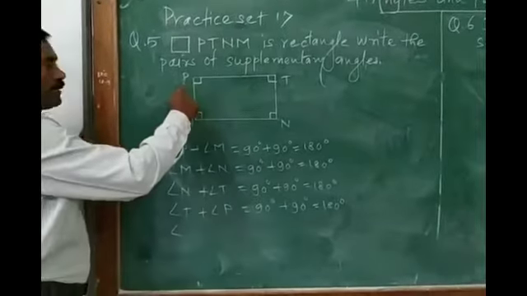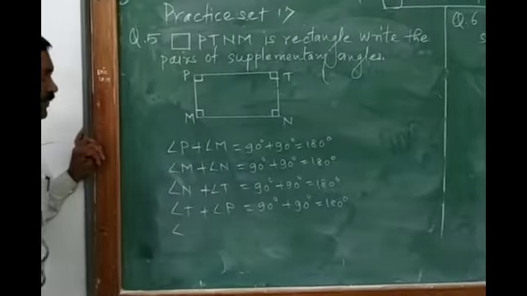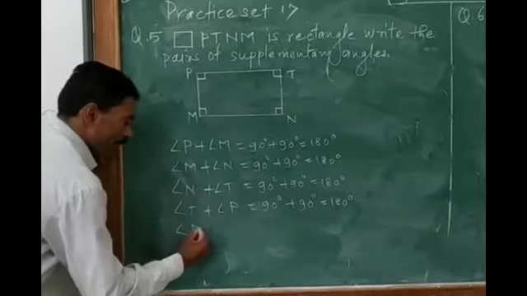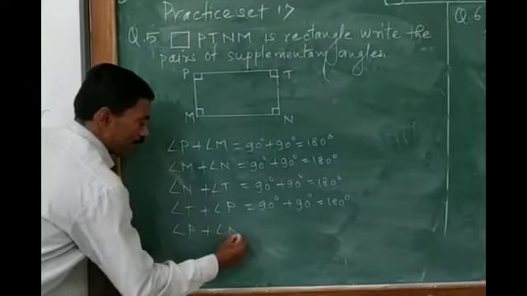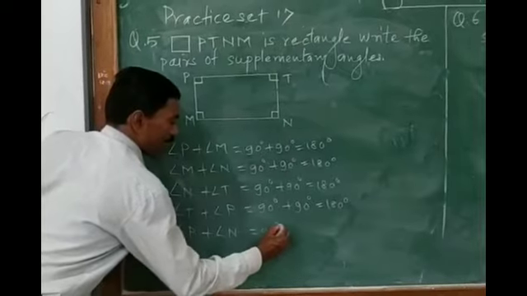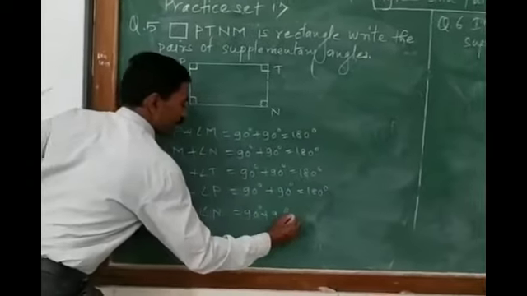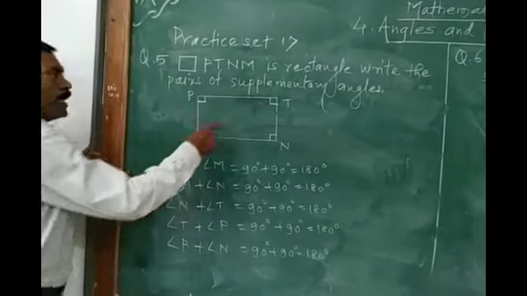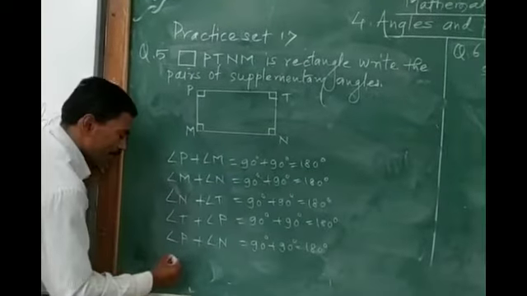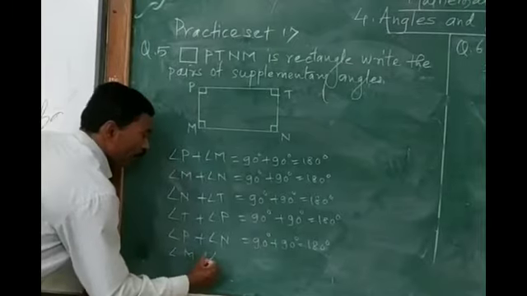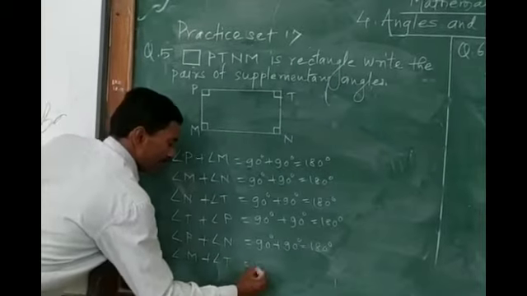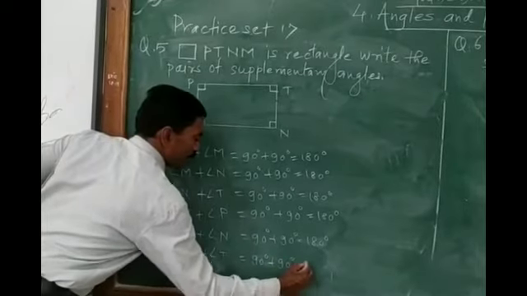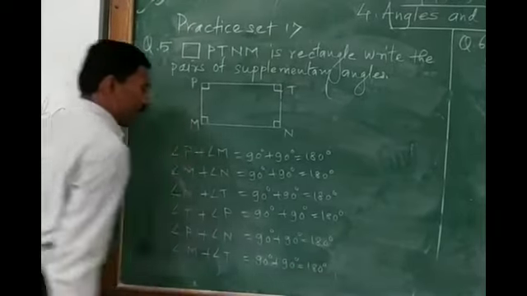Now, these are adjacent angles we have taken. We can also take opposite angles P and N. Angle P plus angle N is also 90 degree plus 90 degree is equal to 180 degree. And angle M and its opposite angle, angle T. Angle M plus angle T is equal to 90 degree plus 90 degree is equal to 180 degree.